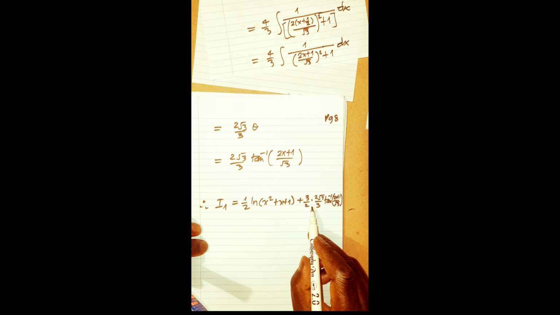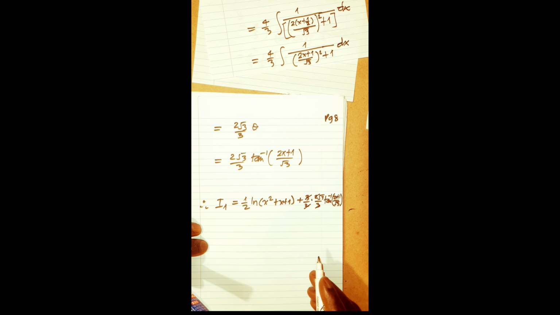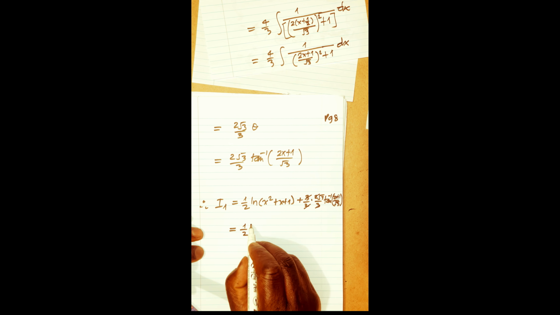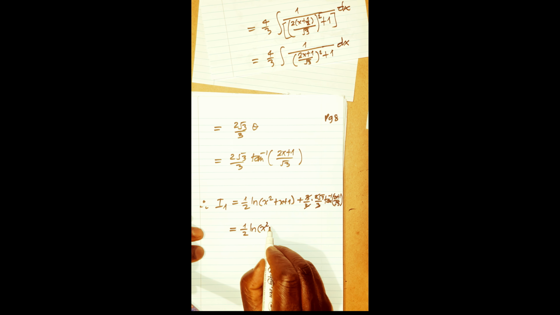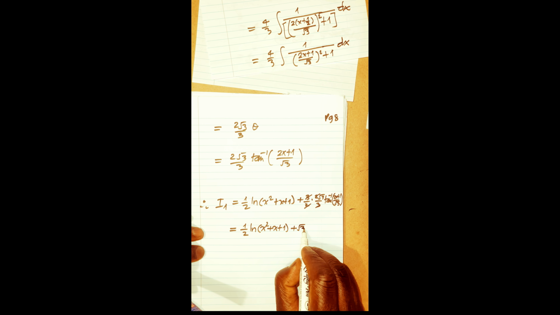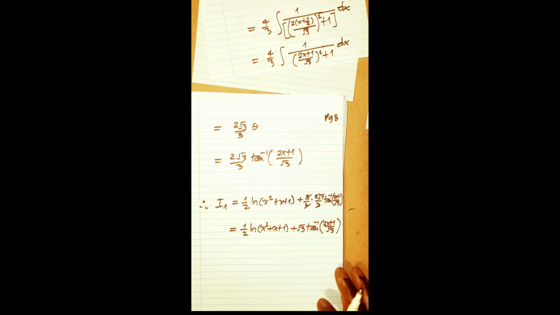Nice. Now let's simplify this. This cancels that and this cancels that. So we have root 3 there. Right. So now we are basically saying this is 1 over 2 natural log of x squared plus x plus 1 plus root 3 tan inverse of 2x plus 1 over root 3. Nice. Now that's I1. So we must move back to get our original integral.